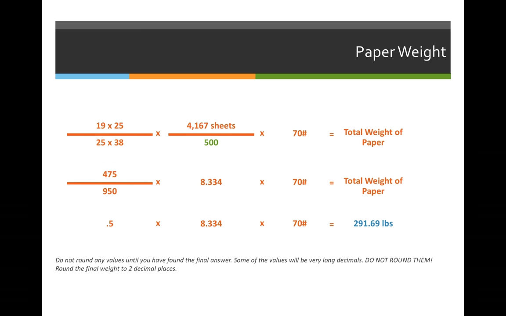19 by 25 came out to 475, and then 25 times 38 came out to 950. When you divide 475 by 950, it comes out to 0.5. 4,167 sheets of paper divided by 500 came out to 8.334. So then when I multiply 0.5 times 8.334 times 70 pounds, the total weight of the paper is 291.69 pounds. Do not round any of the values in this formula until you get to the very end, and then only round if you have to. And so you do not have to round this one because it comes out to exactly 291.69 pounds.